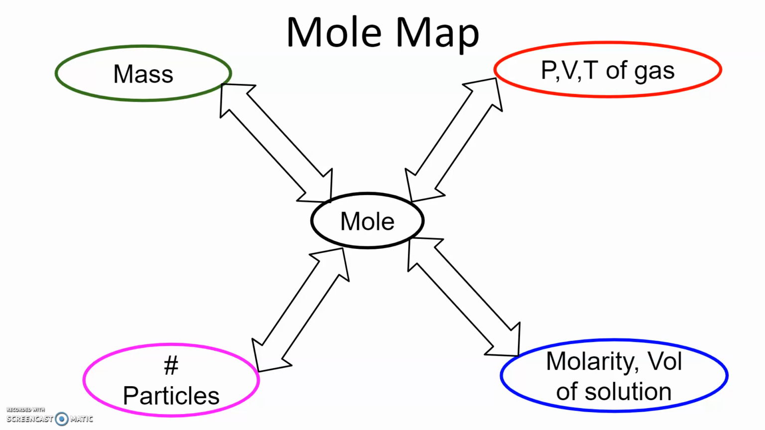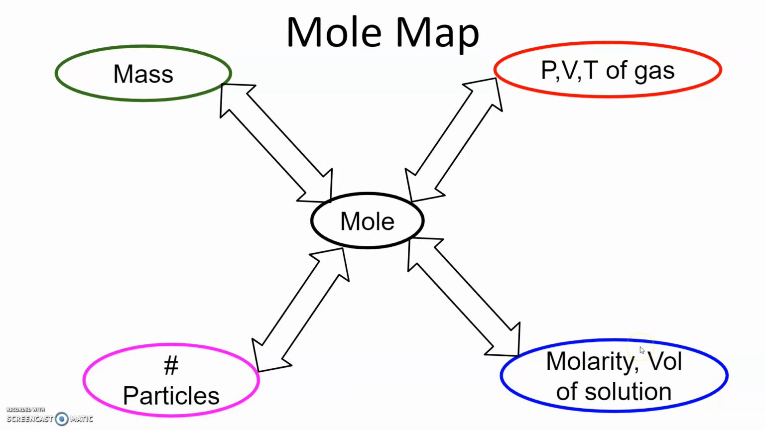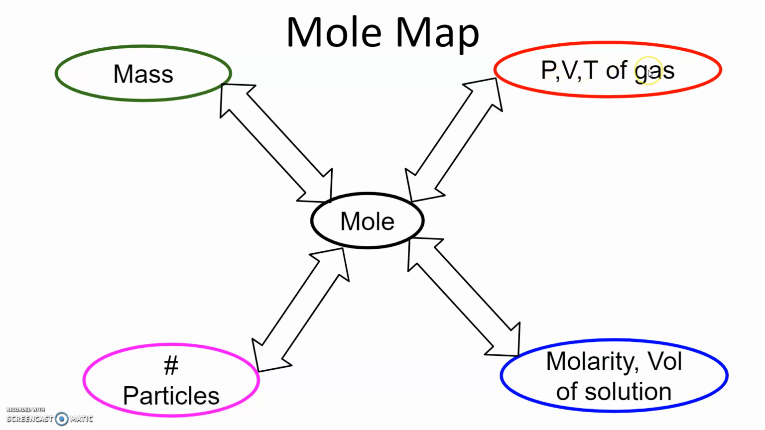All right, so you notice in the mole map at the center, we have moles. So we have moles at the center. And then around it, you have all these other amounts, like maybe mass, number of particles, molarity, which is for concentration of a solution. And then these are the variables for a gas: pressure, volume, and temperature.